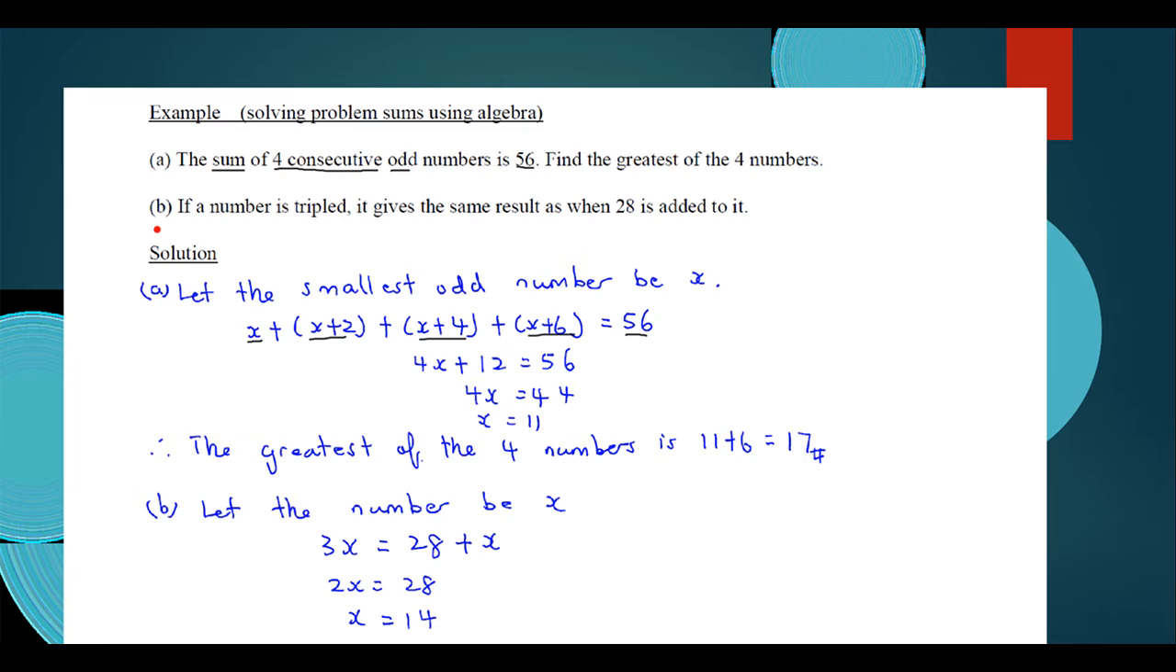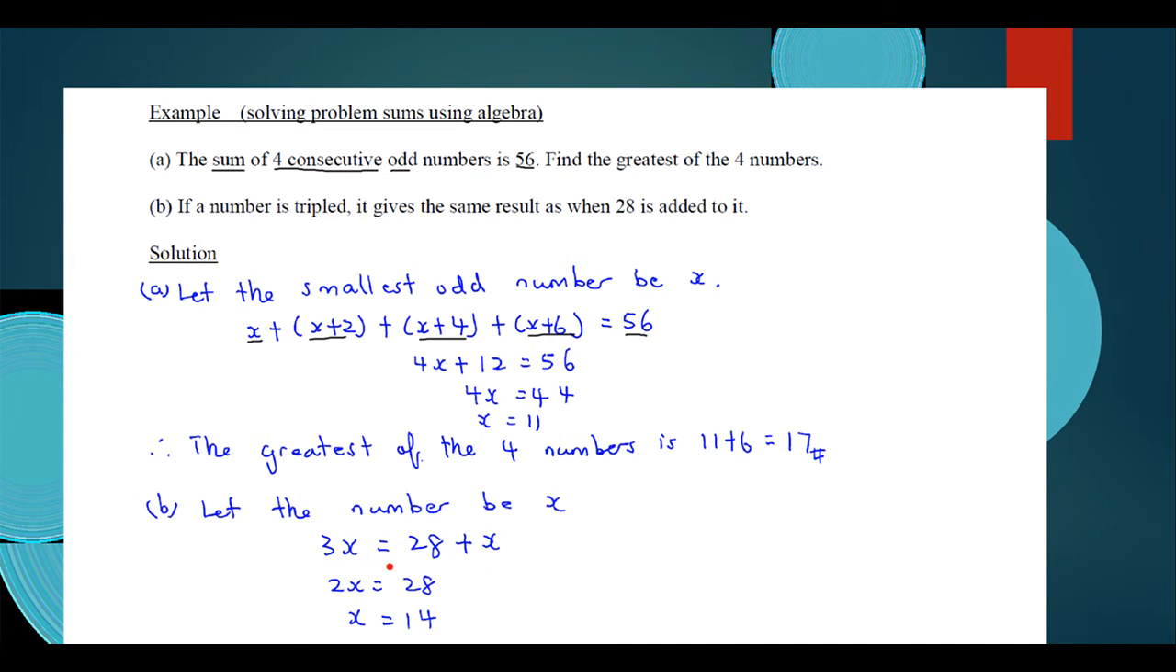Now let's move on to part B. If a number is tripled, it gives the same result as when 28 is added to it. Now as I've mentioned, we'll always let x be the answer. So let the number be x. So the number is being tripled. That would mean that x multiplied by 3. So it's 3x equals to the same result as when 28 is added to it. So if 28 is added to x, I'll get 28 plus x. So it's the same result as 3x.